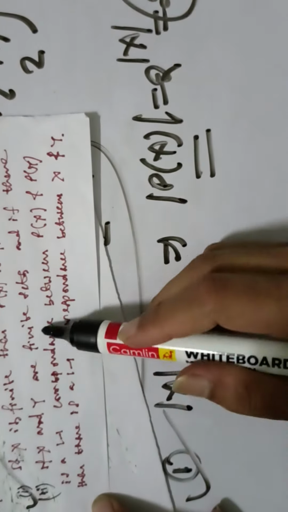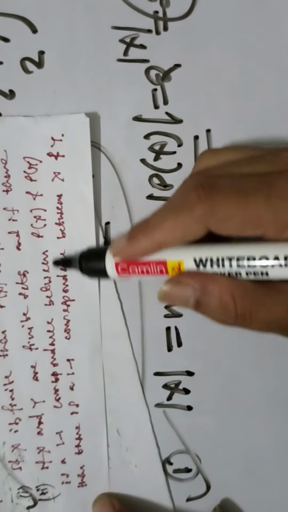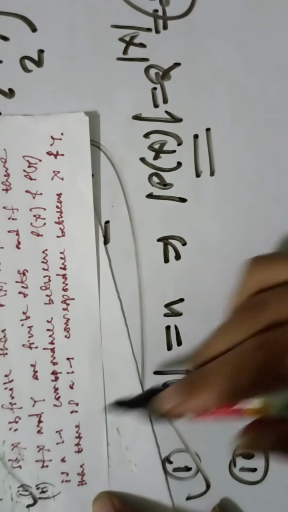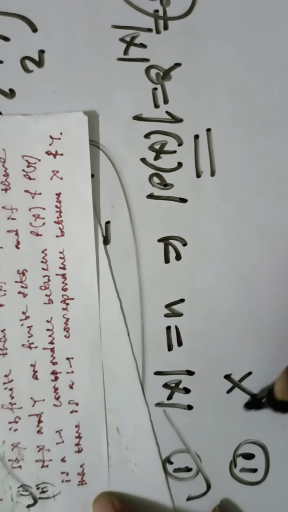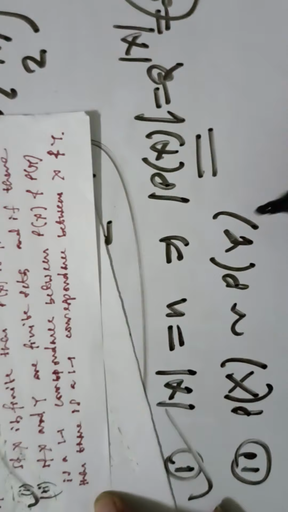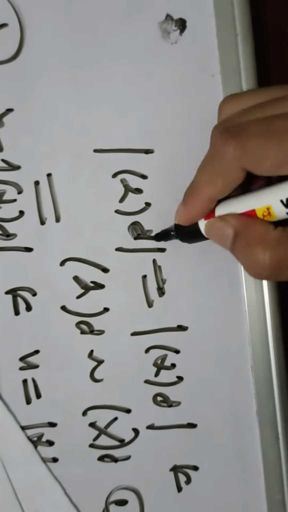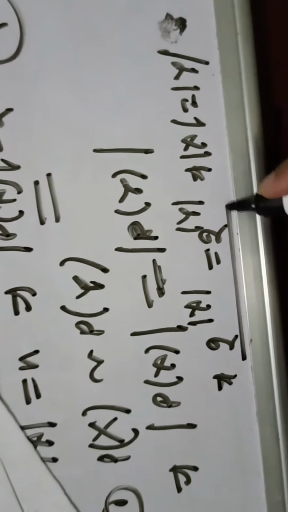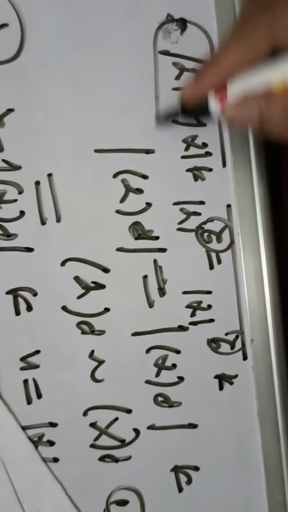Option 2 says if X and Y are finite sets and there is a one-to-one correspondence between P(X) and P(Y), then there is a one-to-one correspondence between X and Y. So the cardinality of P(X) equals the cardinality of P(Y), that is 2 to the power |X| equals 2 to the power |Y|. Taking log base 2 on both sides, |X| equals |Y|. Since the cardinalities are equal, X and Y are equivalent, so there is a one-to-one correspondence. So option 2 is correct.